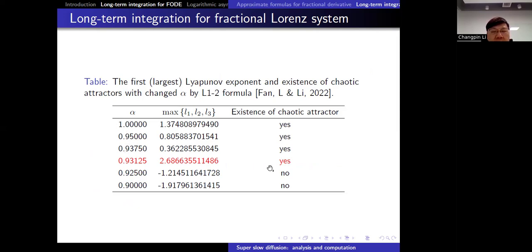And we use a dichotomy method to determine the alpha value which indicates the appearance of the chaotic attractor. From this table, you can see that for these cases, the first Lyapunov exponents are positive, but for the rest of the cases, they are negative. So for those cases, the system has a chaotic attractor.